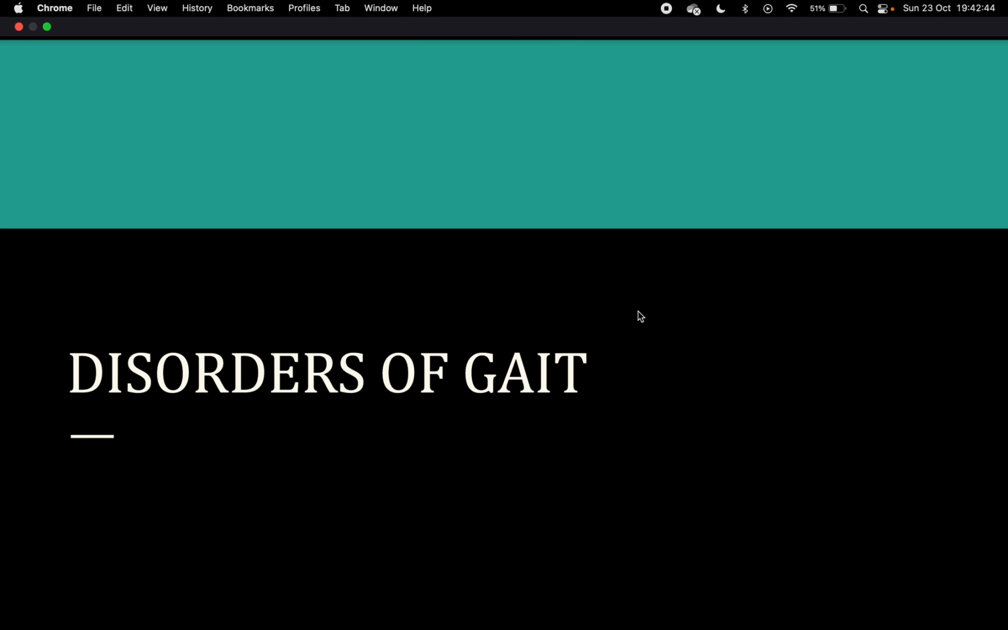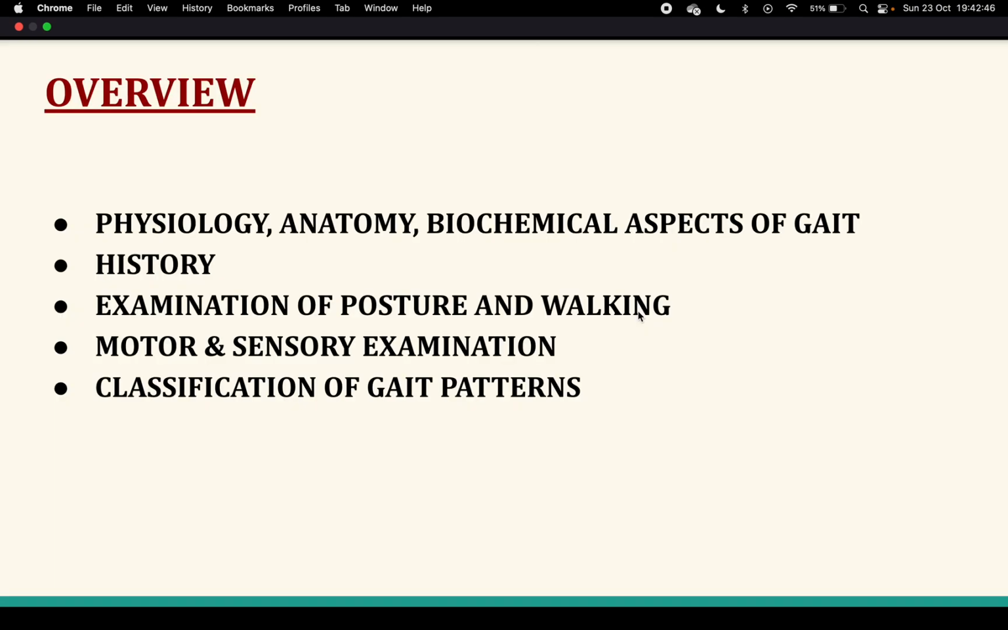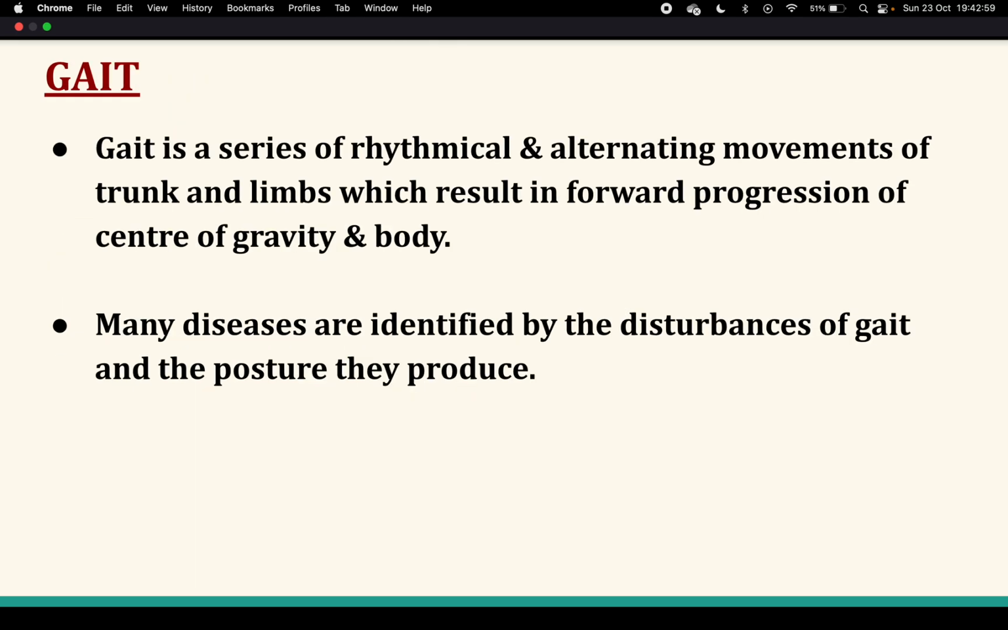Let's discuss disorders of gait. Overview. We'll discuss the physiology, anatomy, and biochemical aspects of gait, history, examination of posture and walking, motor and sensory examination, and classification of the gait patterns.